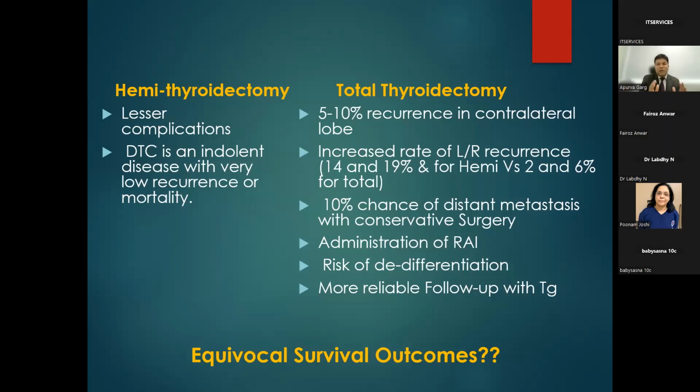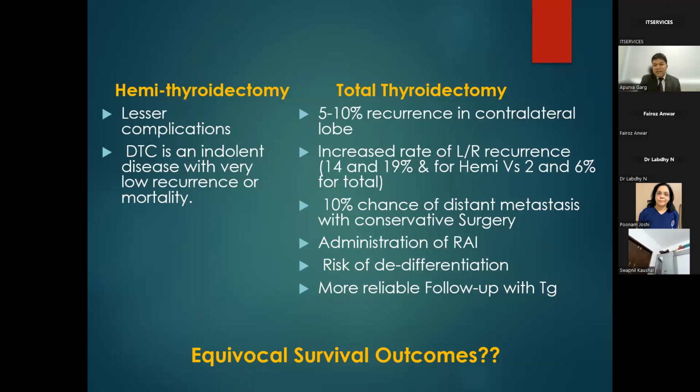So Hemi thyroidectomy, what are the advantages? That you have lesser complications. DTC is an indolent disease with very low recurrence or mortality. But what are the benefits of total thyroidectomy? There is a chance of 5 to 10% recurrence in the contralateral lobe if we do Hemi thyroidectomy. There is an increased rate of local or regional recurrence, that is 14 versus 19% for Hemi thyroidectomy, and 2 versus 6% for total thyroidectomy. So we see total has lesser local and regional recurrences.